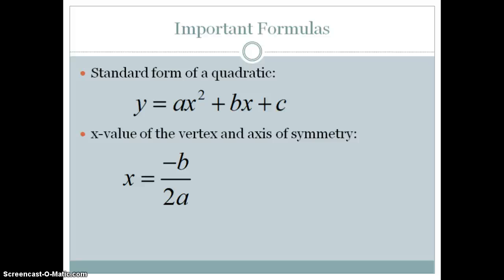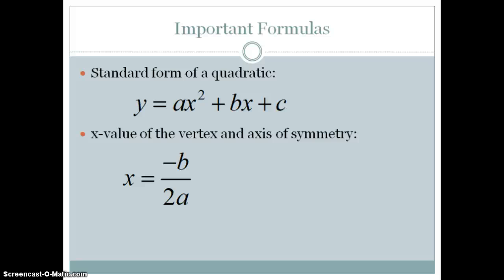A, b, and c are some numbers. They could be fractions, they could be decimals, they could be integers, they can be anything. x squared and x, those are our x variables, y is our y variable. Those aren't going to change in the standard form. We're going to replace those like we did with the linear unit, but overall those are always going to be x and y in standard form.